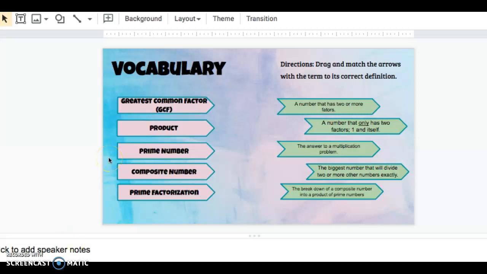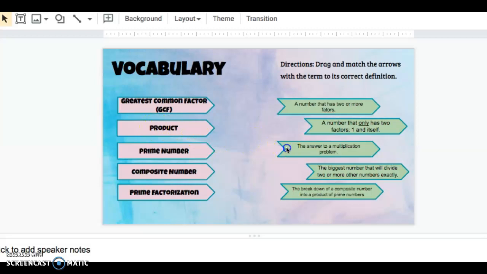Okay, so vocabulary, you are going to be dragging the definition to the word that it belongs to. So you have greatest common factor, product, prime number, composite number, and prime factorization. So really the only word that you are being introduced to today is product. And we just went over that in fluency. So product, let's go over it again, is the answer to a multiplication problem.